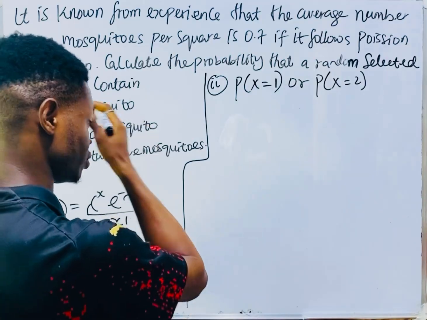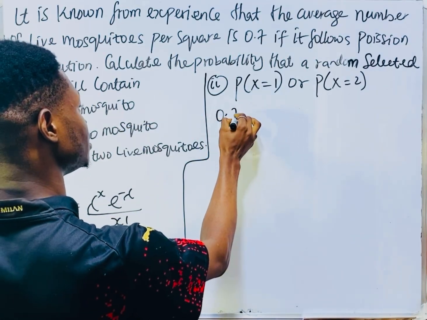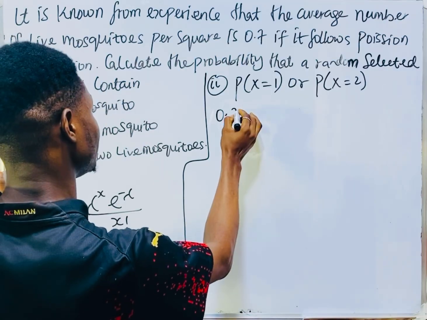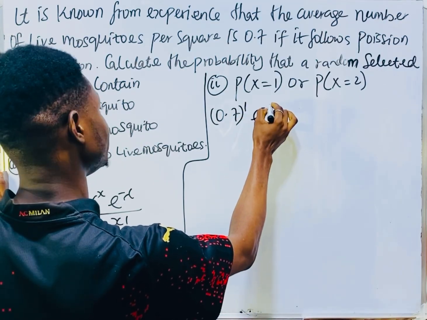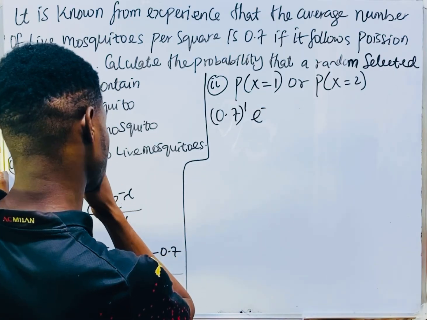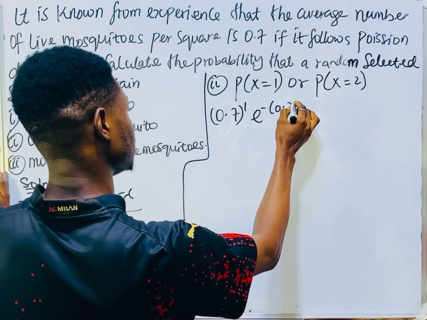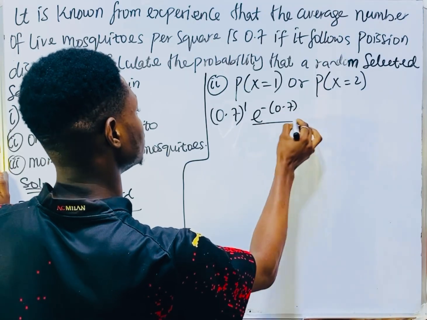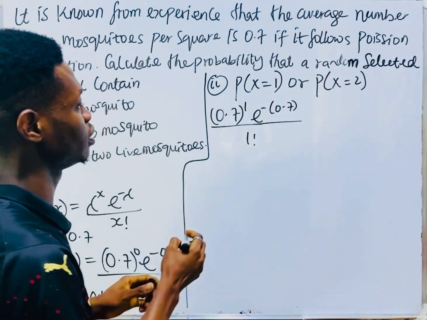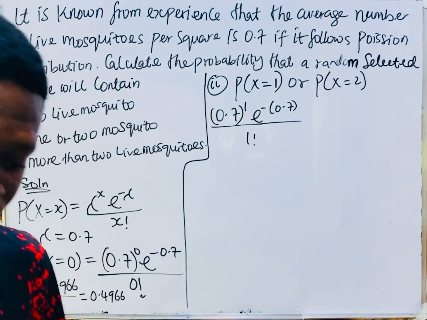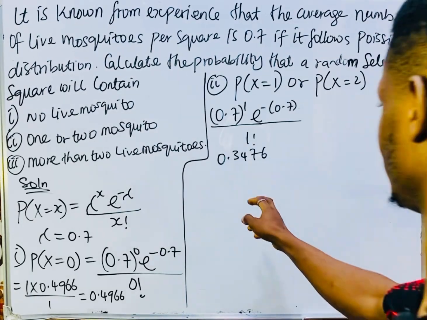So we'll be having what? Our lambda, which is 0.7, right? To the power of what? 1. Then times exponential negative. Our lambda is what? 0.7, right? 0.7 all over. Our x is what? 1 factorial. So let's punch it in our calculator and see what we get. So this is the value we get.